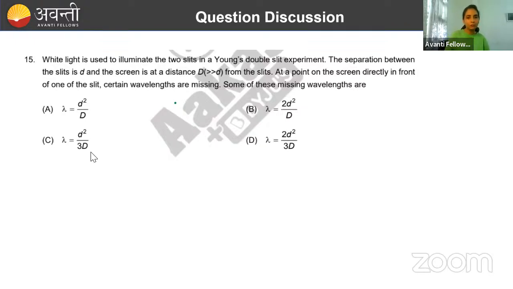Now this was a question from wave optics. I have also dealt with wave optics. So how many of you did this question? Let me know. How many people did this one? Okay, fine, let's focus on how we could have solved it.